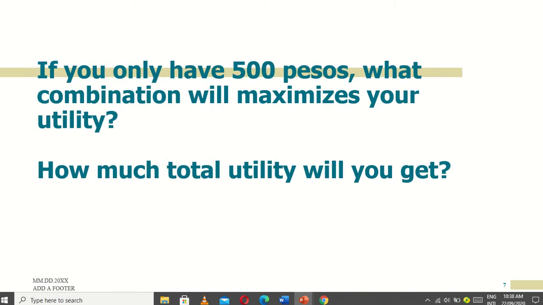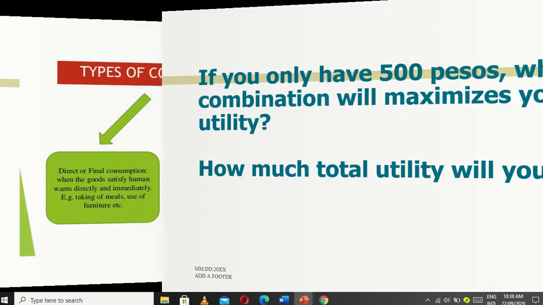So see another example here. If you only have 500 pesos, what combination will maximize your utility, or how much total utility will you get?